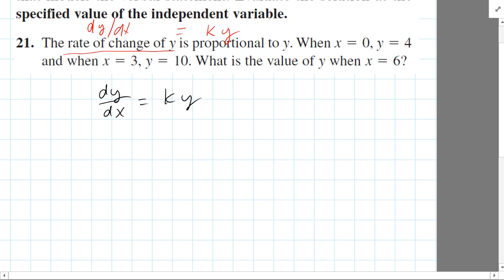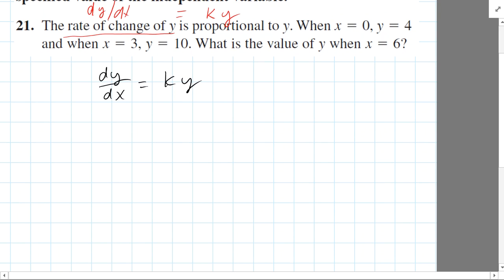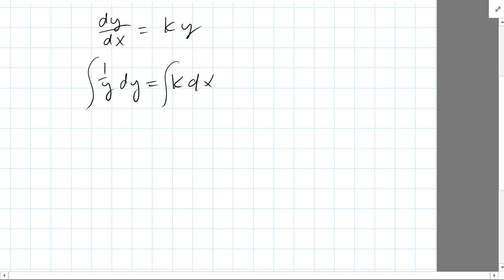Separate the variables. Do I need all the y's to the left and all the x's to the right? So I end up with 1 over y dy equals k dx, and then you're going to integrate both sides. I expect to see that step. What's the antiderivative of 1 over y? Natural log absolute value of y equals, what's the integral of k dx? Kx plus c.